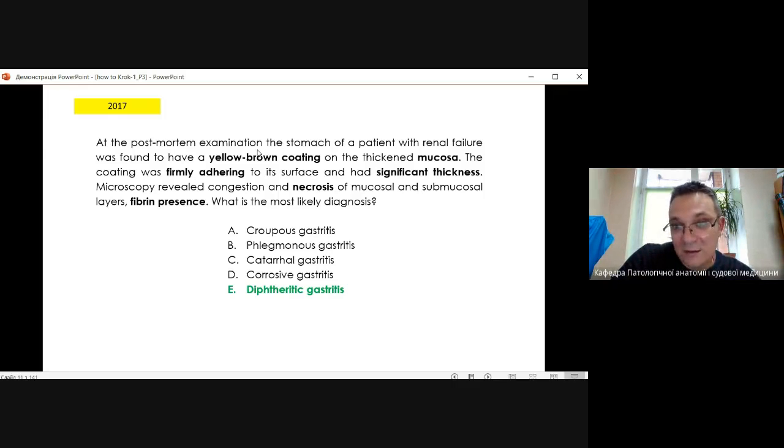You have to conclude that this is the diphtheric inflammation, but not croupous. In case of croupous inflammation, we can remove fibrin films very easily, but not in this case. In this case, we are dealing with hardly removable films. That's diphtheric gastritis for sure.